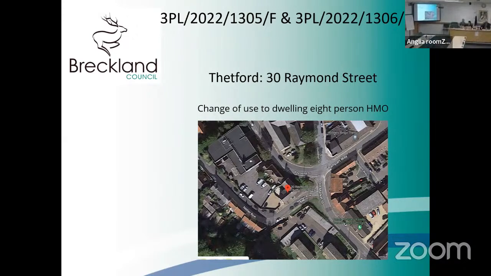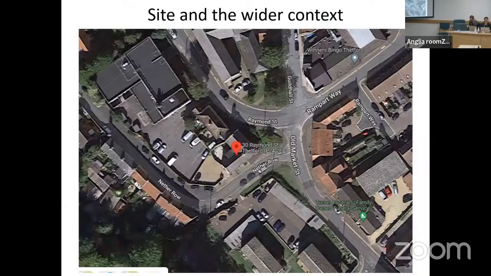Thank you, Chairman. So you've already introduced it, that it's a full planning permission and a listed building consent for the change of use of this dwelling to an 8-person HMO. It's at planning committee because Breckland Council have an interest in the building and the land.